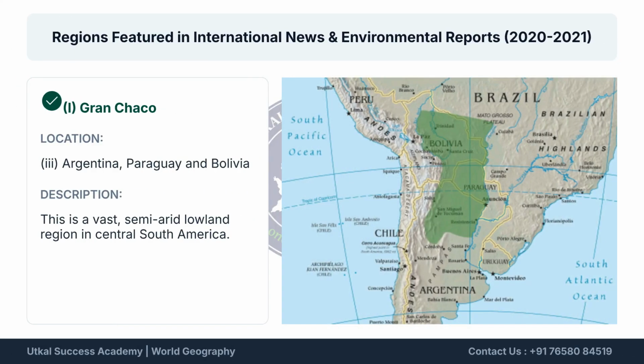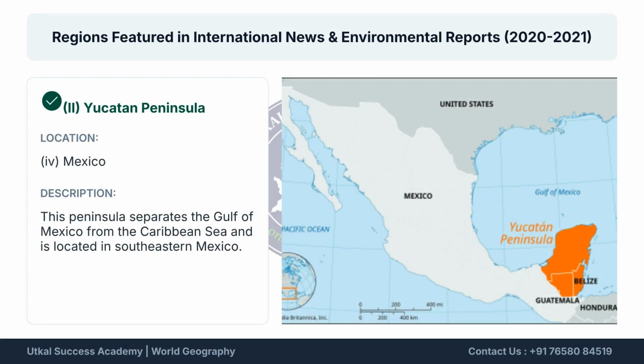Gran Chaco is a vast, semi-arid lowland region located in central South America, covering parts of Argentina, Paraguay, and Bolivia. It is one of the regions frequently mentioned in international news and environmental reports. The Yucatan Peninsula is in southeastern Mexico, separating the Gulf of Mexico from the Caribbean Sea. It is a major tourism and biological hotspot, frequently featured in news.